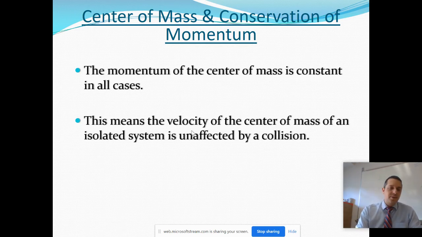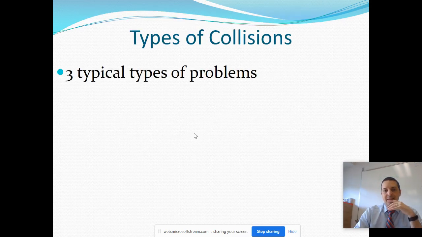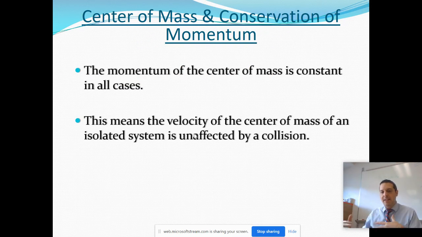We talked earlier in the notes about the center of mass and its conservation. When you look at conservation of momentum in light of center of mass, there are two things that are really important. The first thing is that the momentum of the center of mass of the system will always be constant. In fact, as the masses are moving, the fact that the collision happens doesn't change the velocity of the center of mass.